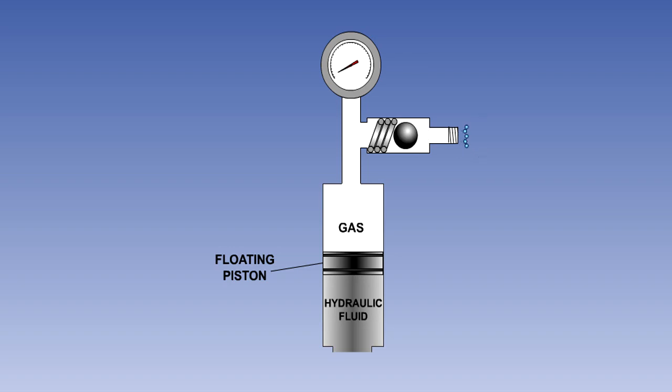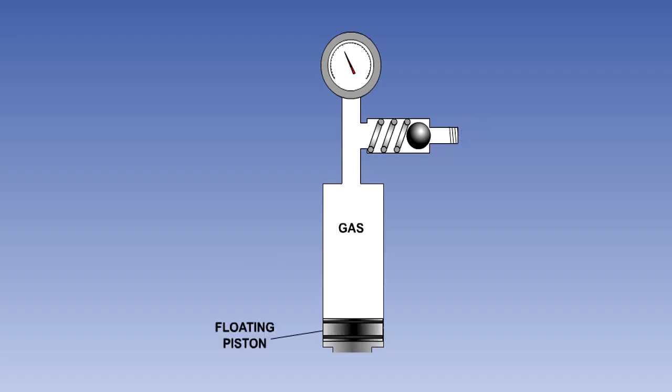The charging valve usually takes the form of a non-return valve, which may be opened by means of a plunger in order to relieve excessive pressure. To pre-charge or check the gas pressure, the system hydraulic pressure should be released. This will allow the gas pressure to move the floating piston to the bottom of the accumulator.